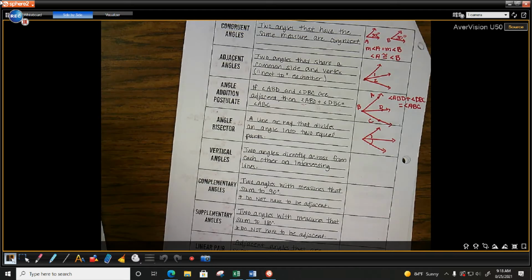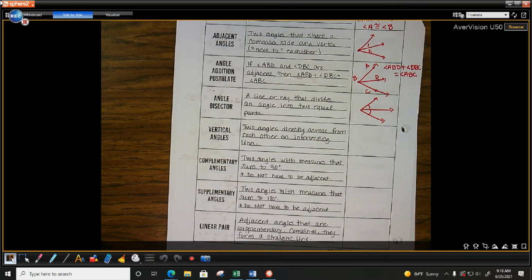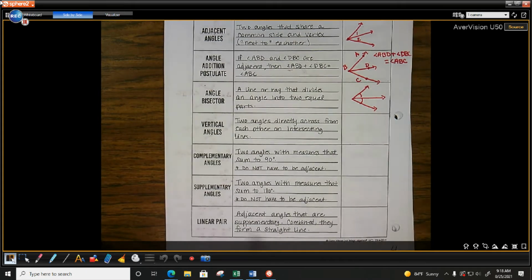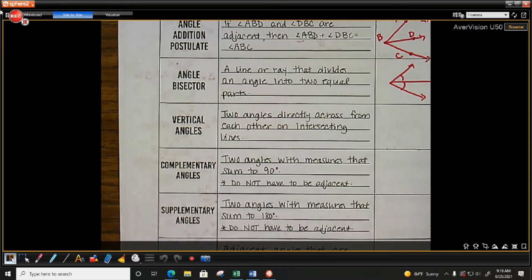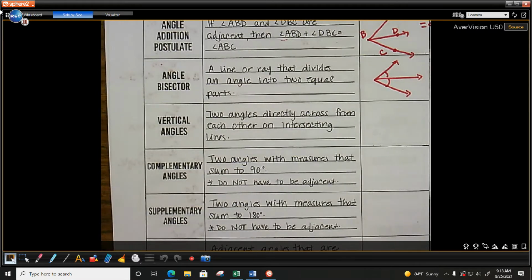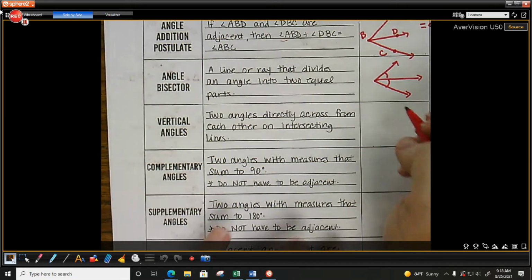Okay, so we are on page 4, finishing our vocabulary. So we need to do vertical angles. It says vertical angles are two angles directly across from each other on intersecting lines.